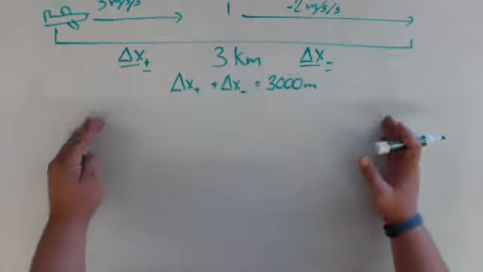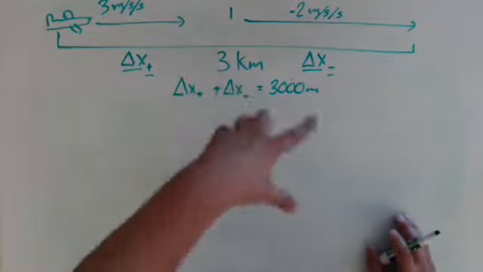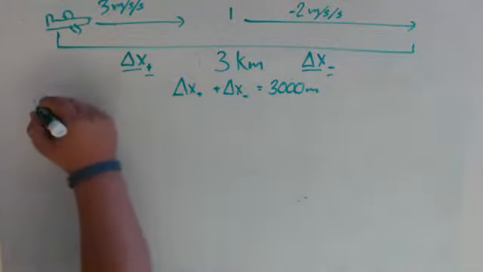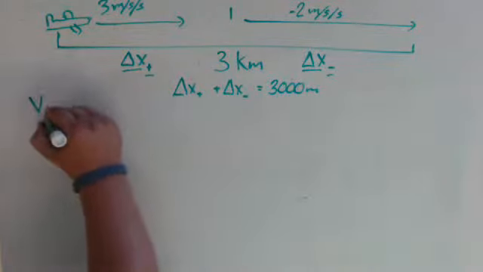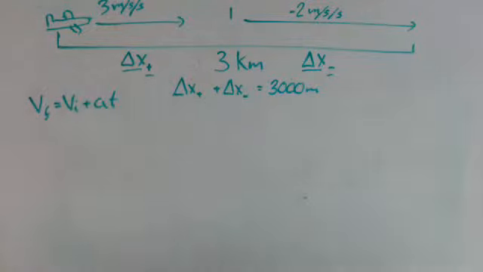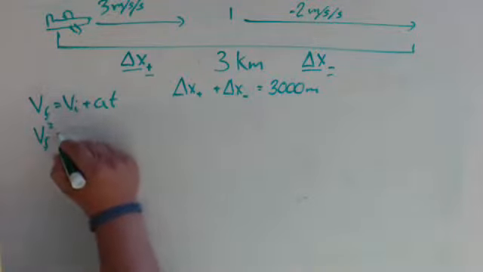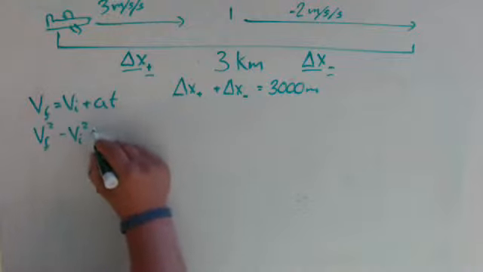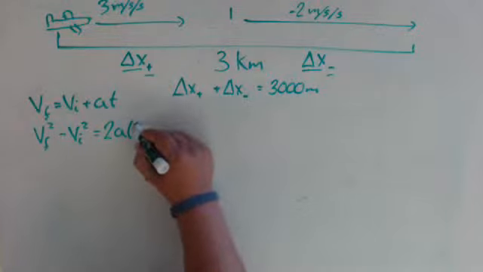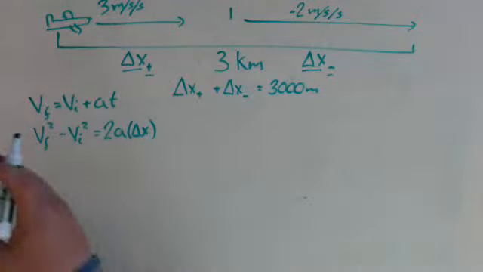So I need equations with time in it, or at least some equations, so I can relate things together. Well, I'm going to make a list of my kinematic equations on this side. The first one, v final is equal to v initial plus at. Okay? Then v final squared, I'm just going to jump the gun right on there, minus v initial squared is equal to 2 times my acceleration times my change in position.